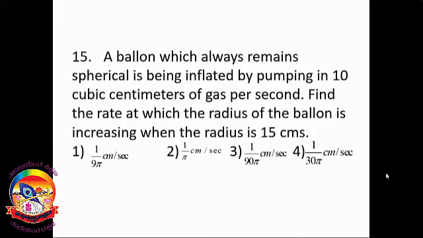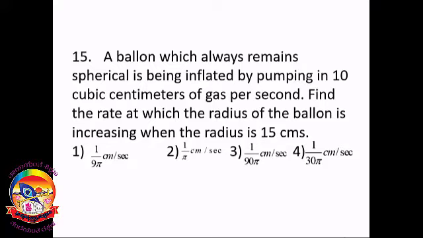A balloon which always remains spherical is being inflated by pumping in 10 cubic centimeter of gas per second. That means the volume is increasing, that means dV by dt is equal to 10 cubic centimeter of gas per second. Find the rate at which the radius of the bubble is increasing. That means we have to find dr by dt when the radius is 15 centimeters.